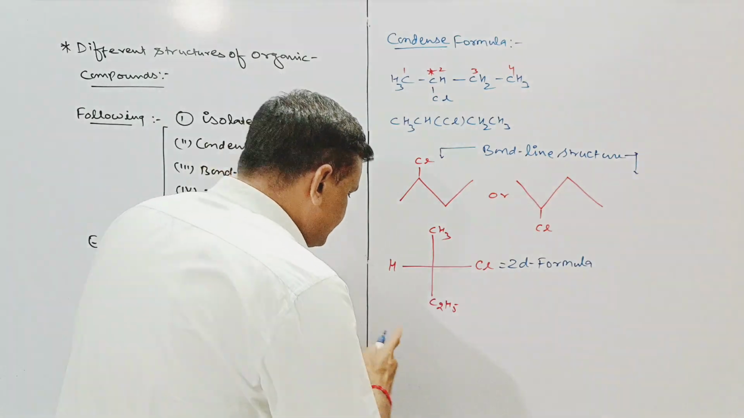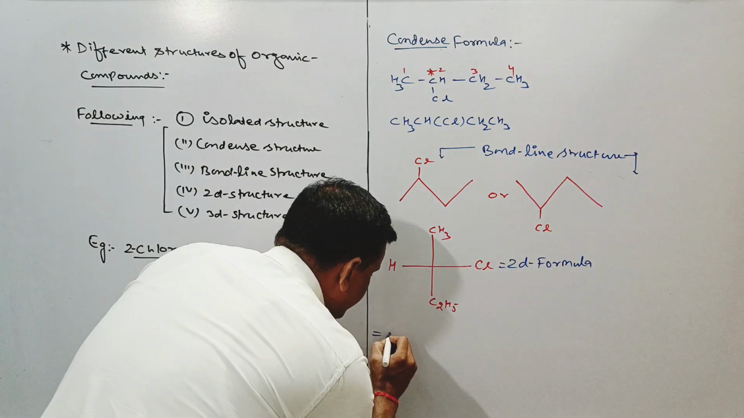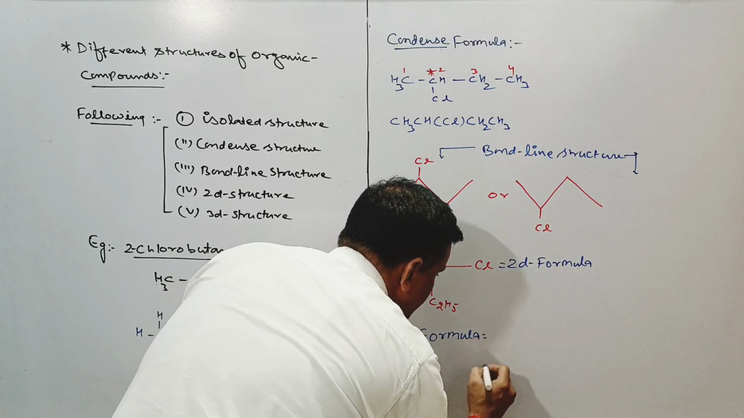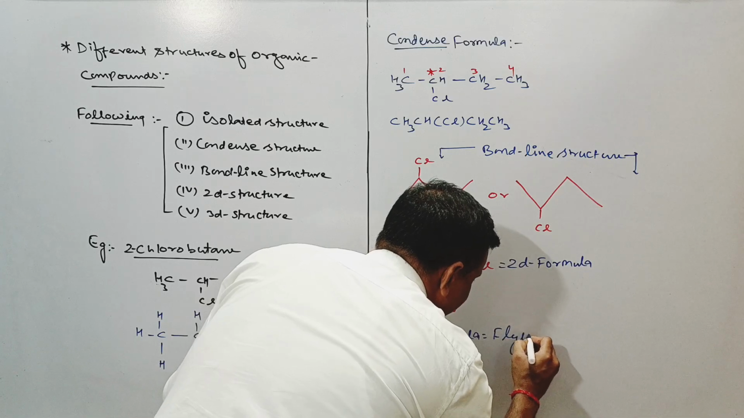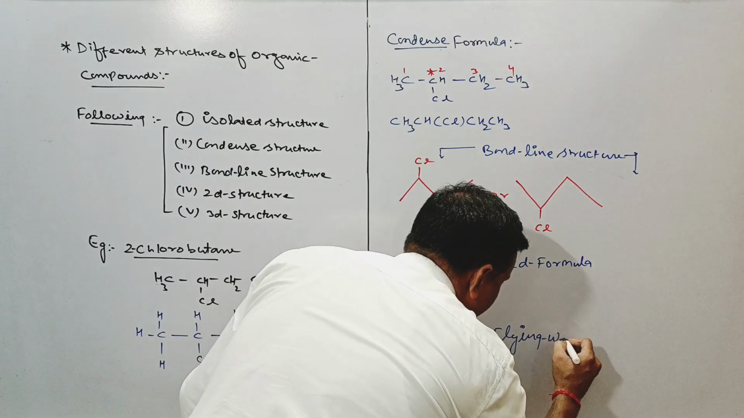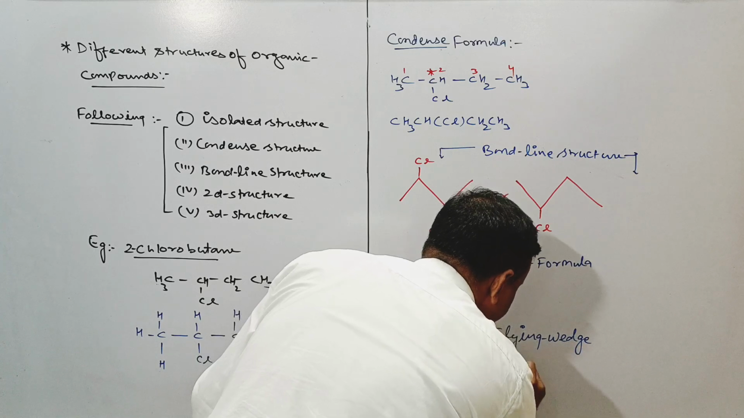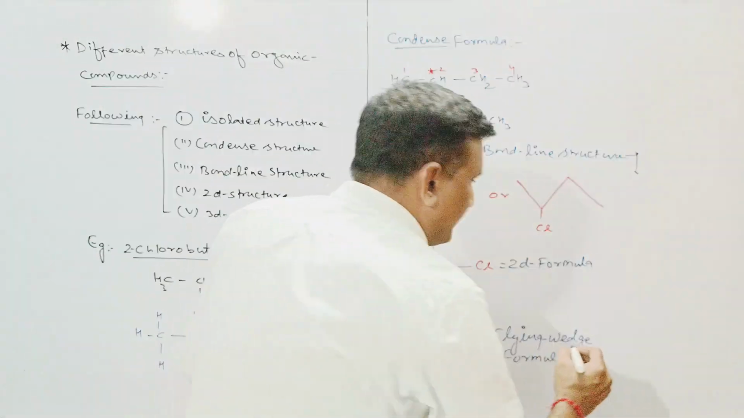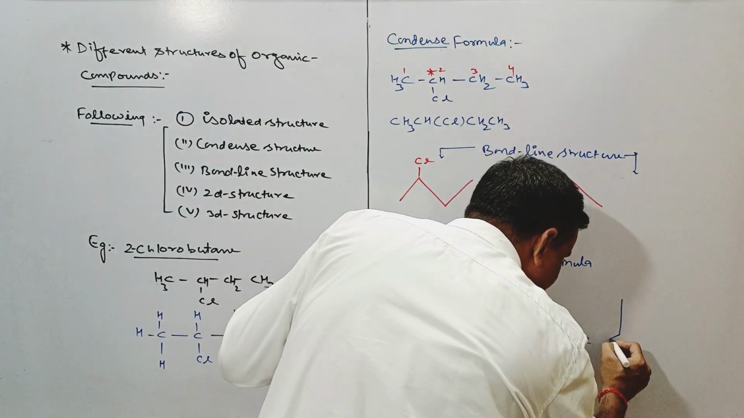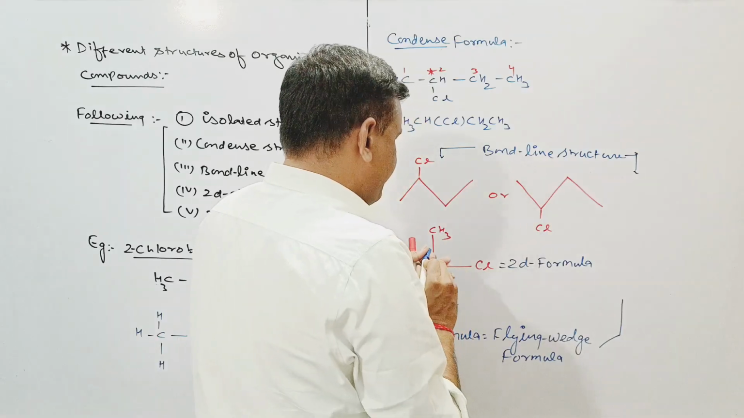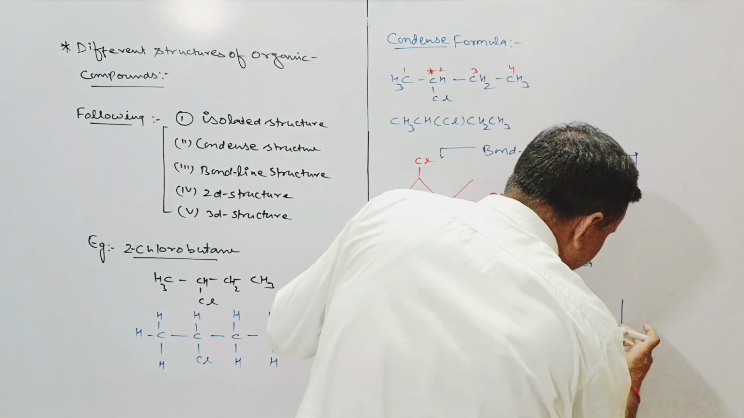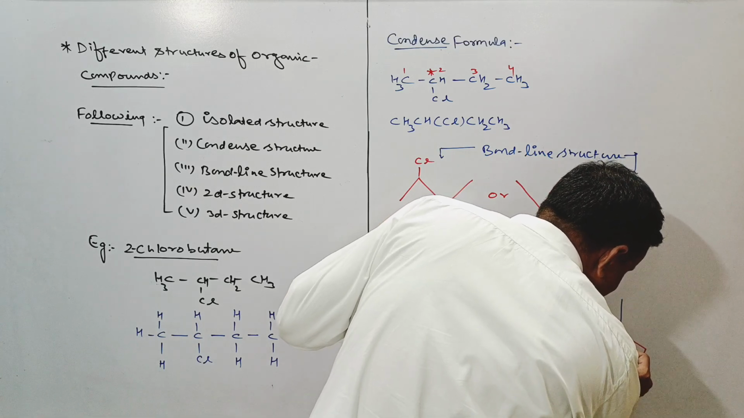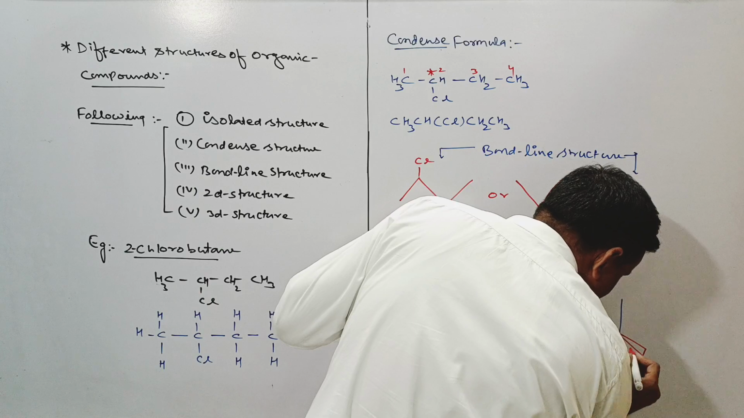This is the 3D formula. It is also called as flying wedge formula. If we will go with this formula, then first of all we'll take just like these two single bonds. After then it will be use of a solid line like this. This is the solid line. Here will be a dotted line like this.